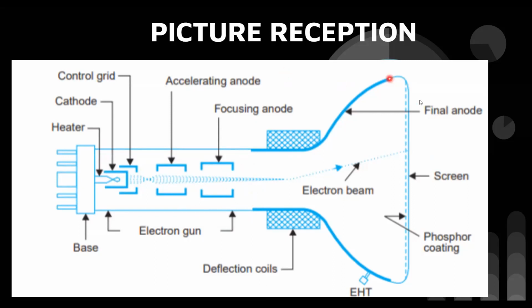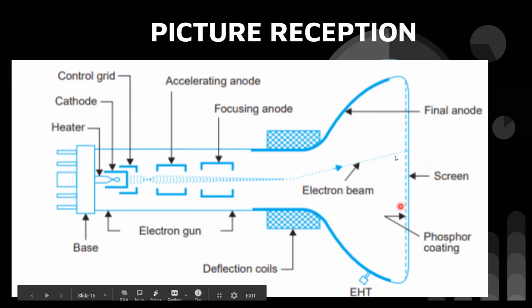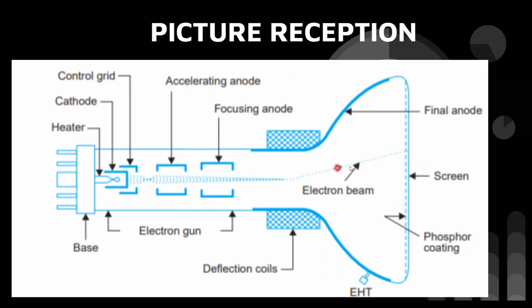Now, can anyone say how we are capturing this video signal? The video signal is initially fed to the grid or cathode of the picture tube. When the varying signal voltage makes the control grid less negative, the beam current increases, making the spotlight on the screen brighter.